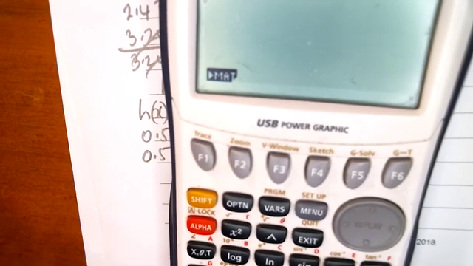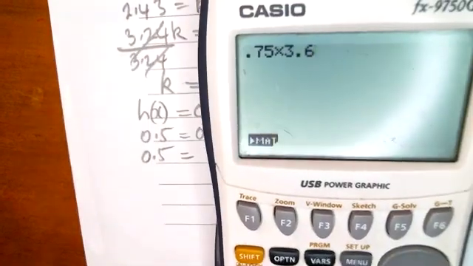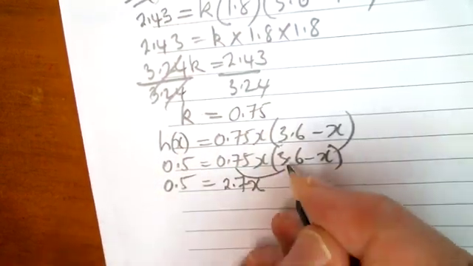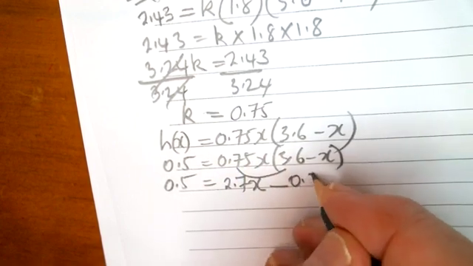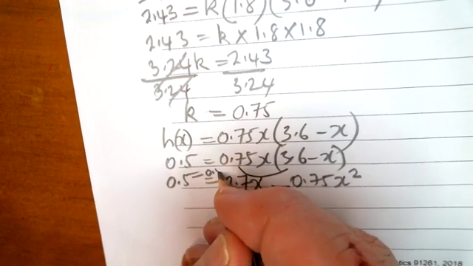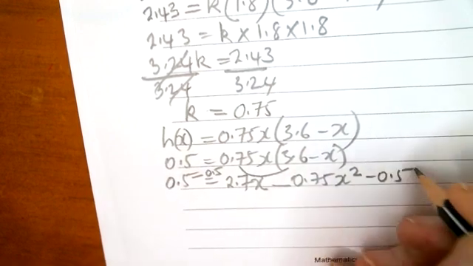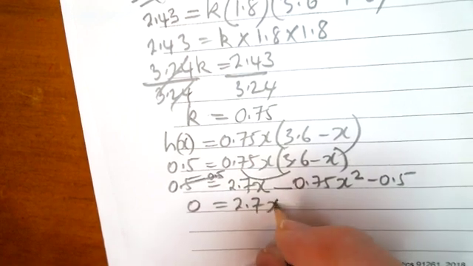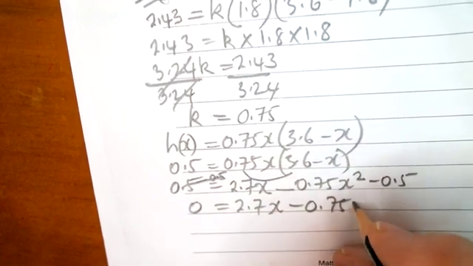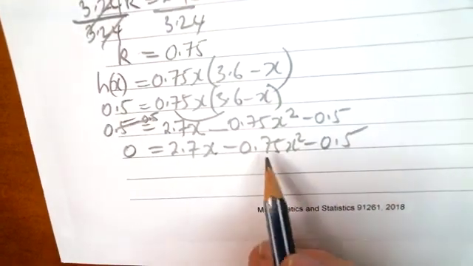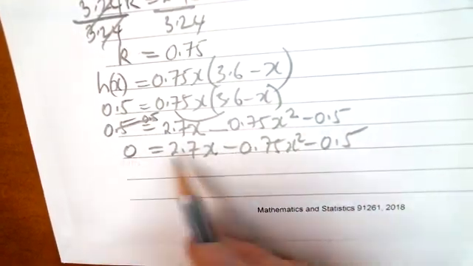0.75 times 3.6 is 2.7. So this is 2.7x minus 0.75x squared. I'm going to subtract 0.5 from both sides. So I got 0 is equal to 2.7x minus 0.75x squared minus 0.5. Well, I've got a negative x squared, and I don't like the negative.